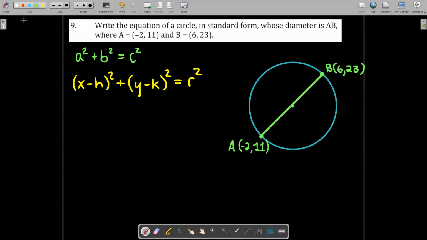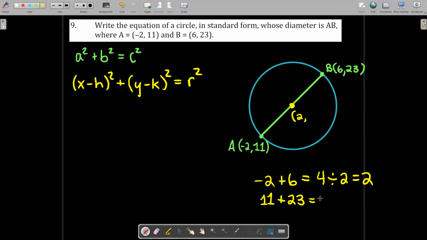So we have to figure out what the center point is, and we can do that using these points that are provided. Because this point is in the center of the circle, it is exactly halfway between -2 and 6. To find the X value exactly halfway between -2 and 6, you just add them together and divide by 2. -2 plus 6 equals 4, and 4 divided by 2 is 2. So the H value of this point is 2. You do the exact same thing to find the Y value. We add 11 and 23 together, which equals 34. Divide 34 by 2 and get 17. That's our K value.